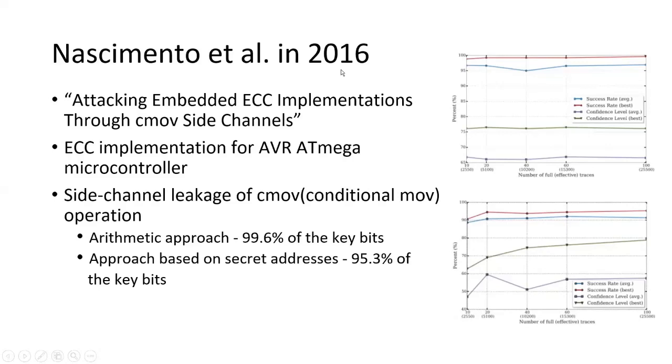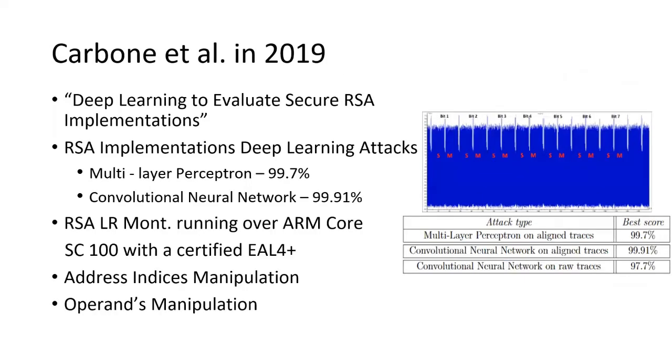They were able to recover 99.6% of the key bits for the arithmetic approach and 95.3% of the key bits for the approach based on secret addresses, with confidence levels of 76.1% and 78.8% respectively. Their approach to side channel is similar to the one presented in our paper, but they don't use deep learning in the analysis. The second one is by Carbone et al.